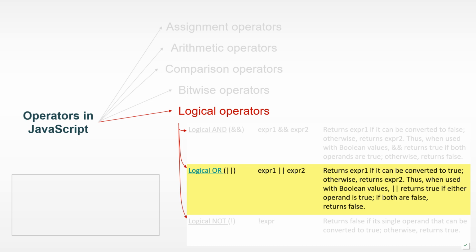But we should be careful here. What I just said is valid only when both operands are Boolean. As we will see in just a little bit, the rules are a bit more complicated. And in some cases, the behavior of the OR logical operator can in fact surprise you.